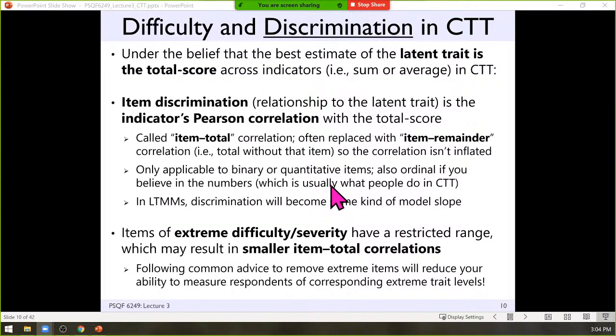So discrimination, under the assumption that the best estimate of your trait is your total score, is the correlation of that item with the total score. And because that's somewhat circular, because the item contributes to the total score, a lot of software will offer you instead what's known as an item remainder correlation or something along those lines, where what they do is compute the total without that item and then give you the correlation of each item with that modified total. That way you're not correlating an item partially with itself.